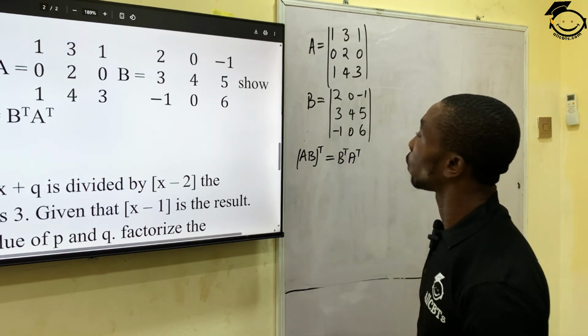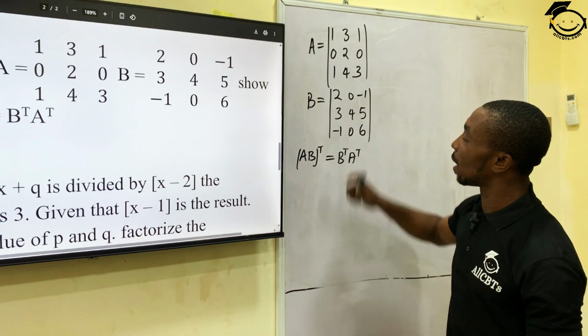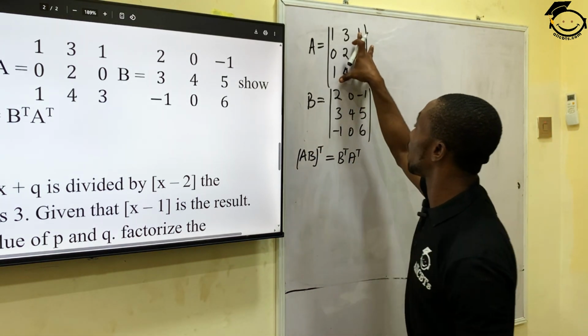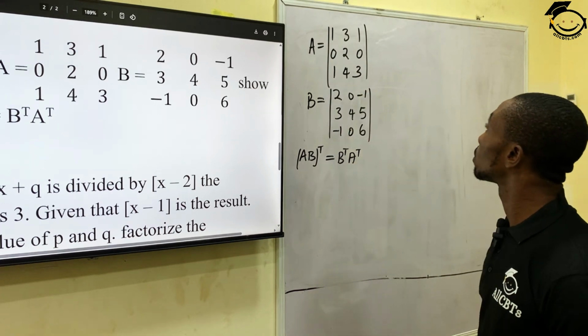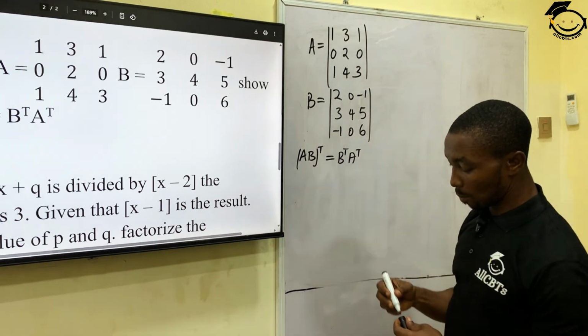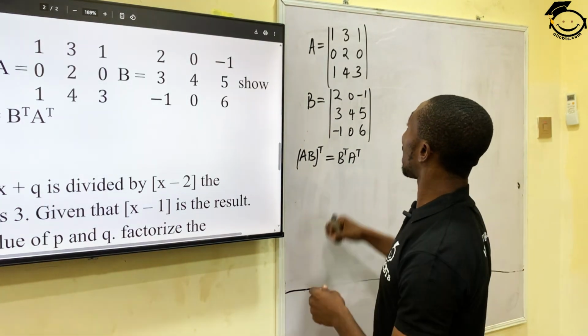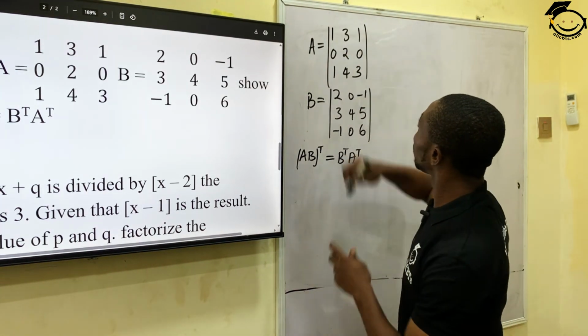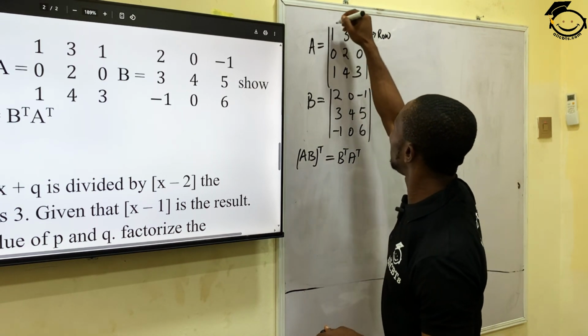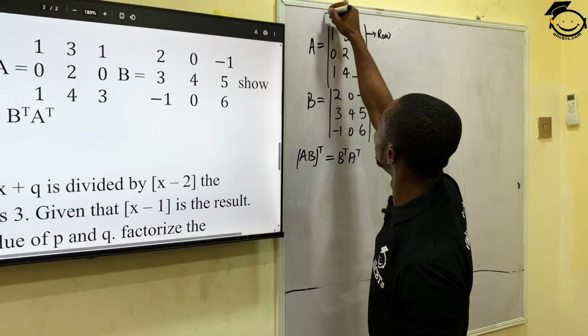Now, first off, we are going to calculate AB. If we have AB, that simply means multiply matrix A by matrix B. And in doing that, in multiplication of matrices, we have our row, this is referred to as row, and this is referred to as column.